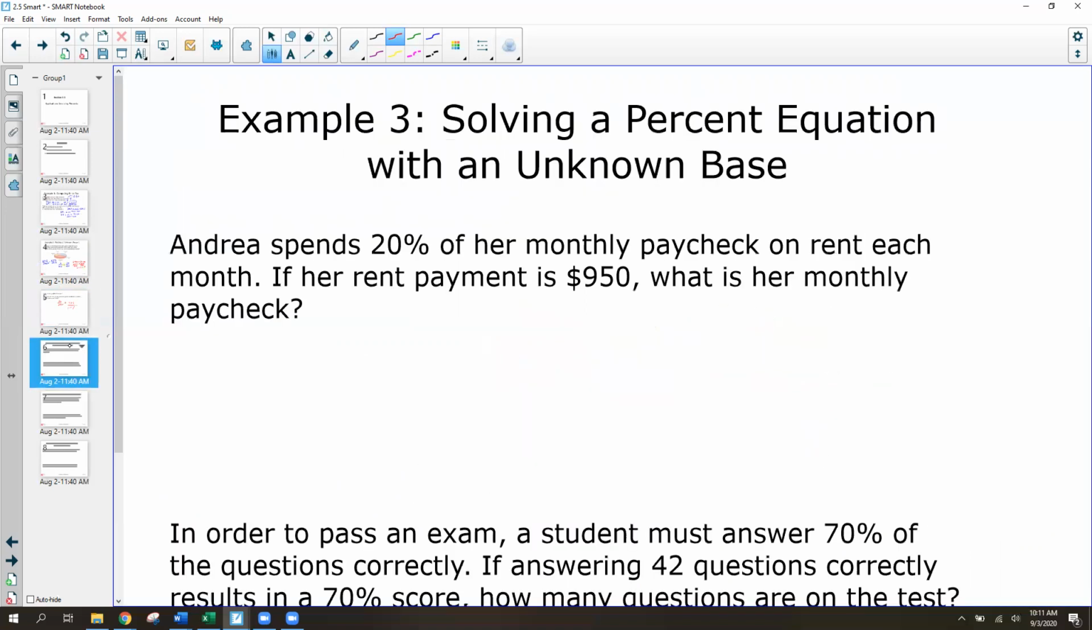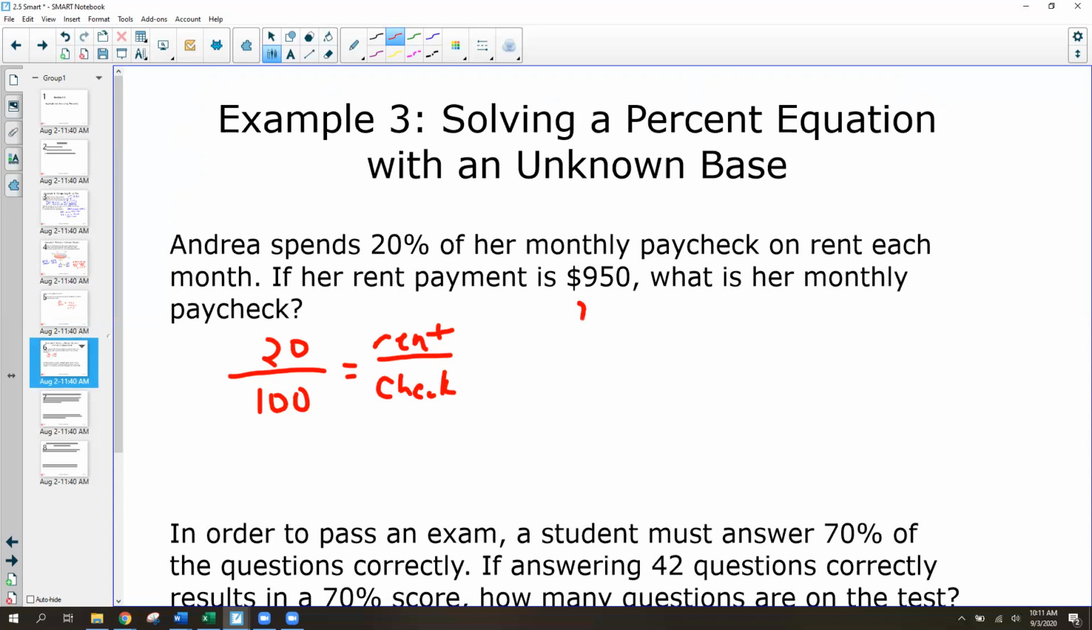All right, let's try something different. Andrea spends 20% of her monthly paycheck on rent each month. If her rent is $950, what's her paycheck? For this, we're going to go back to that part whole thinking. Okay, so we have part of the percent. We know 20% out of 100%. And then we have to think about the rent. Rent is part of what she pays, right? It's part of what she pays out of her total paycheck. So it's really rent out of her check.